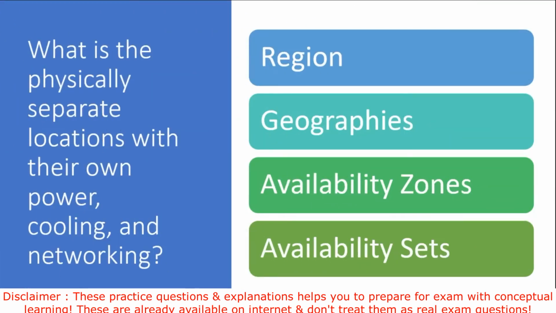In this question, they are asking what the physical separate locations with their own power, cooling, and networking in Azure are. The options we have are region, geographies, availability zones, and availability set. As we already discussed, availability zones are the physical separate locations with their own power, cooling, and networking in Azure. So for this question, our answer will be availability zone. Let's talk about the next question.